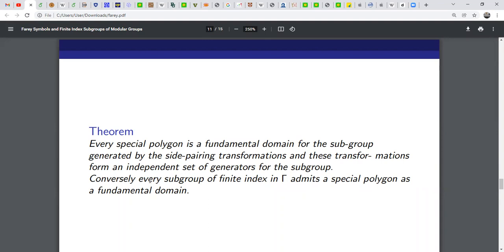And conversely, given a subgroup of finite index of the modular group, it admits a special polygon as its fundamental domain. It is well known that the fundamental domain for the action of any discrete subgroup need not be unique at all. There is a choice involved. So in other words, special polygons occur as fundamental domains of side pairing transformations which form an independent set of generators.